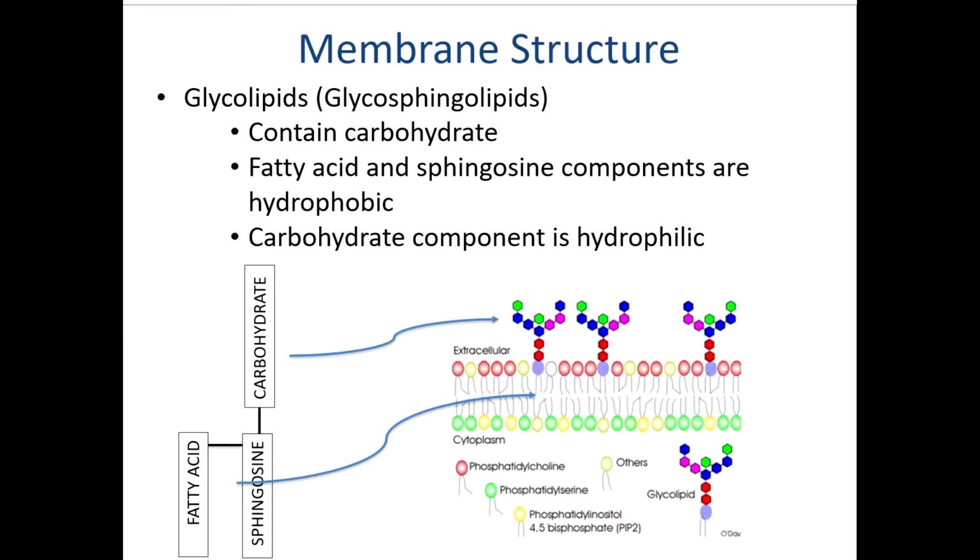The second lipid that's part of the cell membrane is the glycolipids. Remember from our previous lessons, glycolipids are going to contain a carbohydrate. Here, we're going to have a combination of fatty acids and sphingosine. Those are going to be hydrophobic, while the carbohydrate part is going to be hydrophilic.